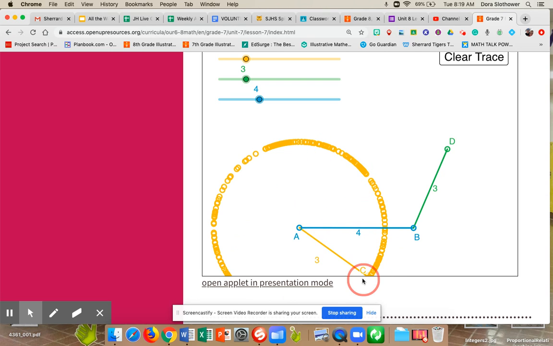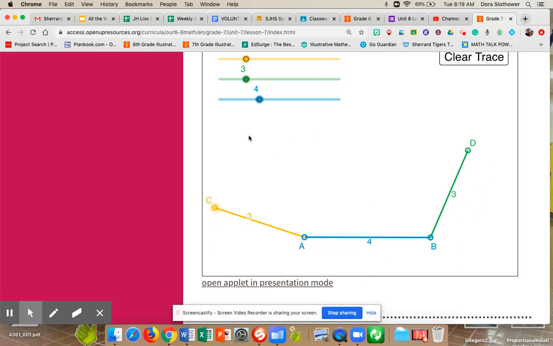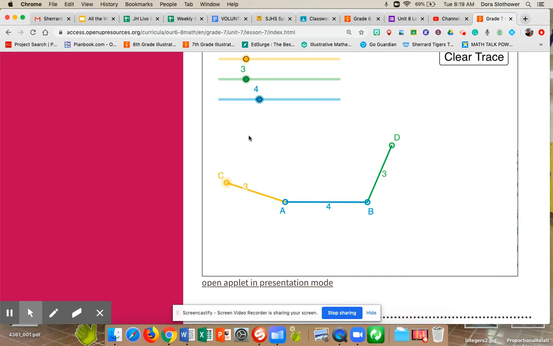And this kind of goes with your exit ticket from, I think, 4, or 6. Your exit ticket today has something to do with this, so make sure you pay attention. Now my trace came off. All right, let's trace again.